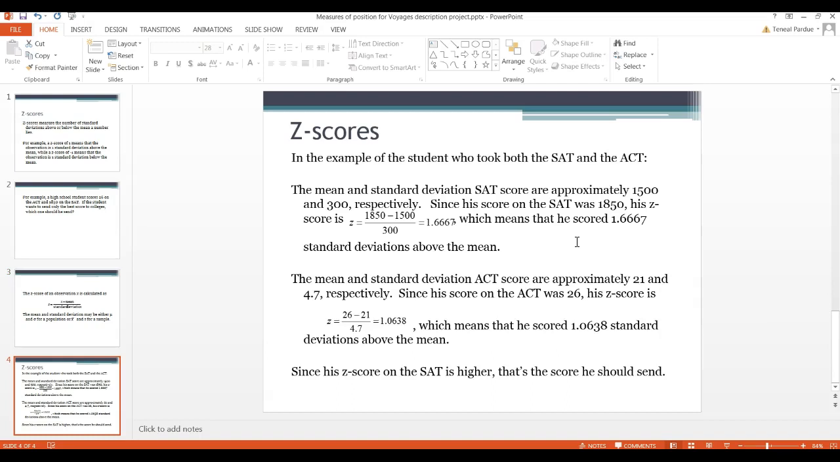So in this example, suppose we knew that the mean SAT score was 1500 and that the standard deviation was 300. That student's SAT score was 1850, so we'd subtract the mean of 1500, divide by the standard deviation of 300, and we'd find out then that the student scored 1.6667 standard deviations above the mean. That's fairly high, but not so unusual that it would be unbelievable.